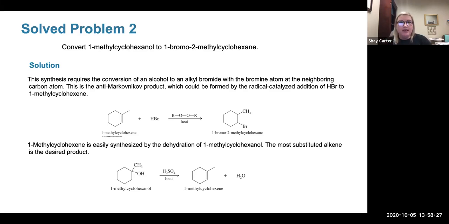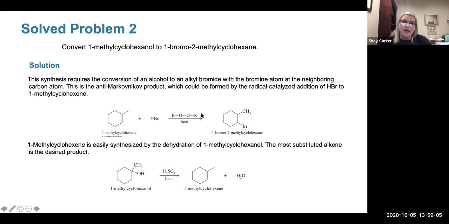So we are given an alcohol, okay, and we're trying to convert it to an alkyl halide, okay? We don't know how to do that directly, but we do know how through elimination to convert an alcohol to an alkene, okay? And then once we convert our alcohol to an alkene, we do know how to achieve an anti-Markovnikov product by adding hydrobromic acid and peroxide.